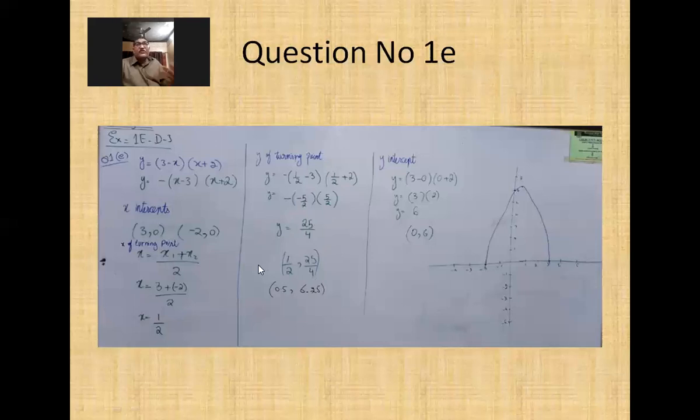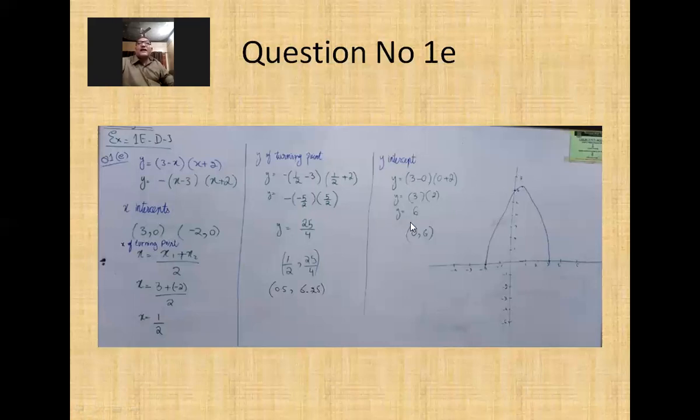So the coordinates of the turning point are 1/2, 25/4, which is actually 0.5, 6.25. So now I know the x-intercepts and I know the coordinates of the turning point. Now I will find the y-intercept. For the y-intercept in the original equation, you substitute the x with 0.